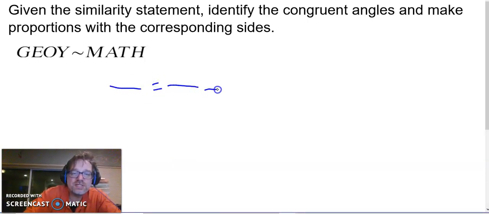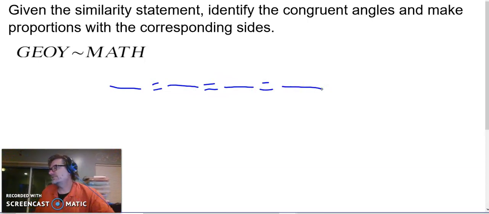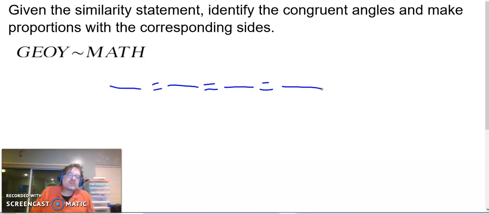And because it's similar and not congruent, if you can hear that, I'm sorry, that's the dogs, they're playing. We're going to make fractions.